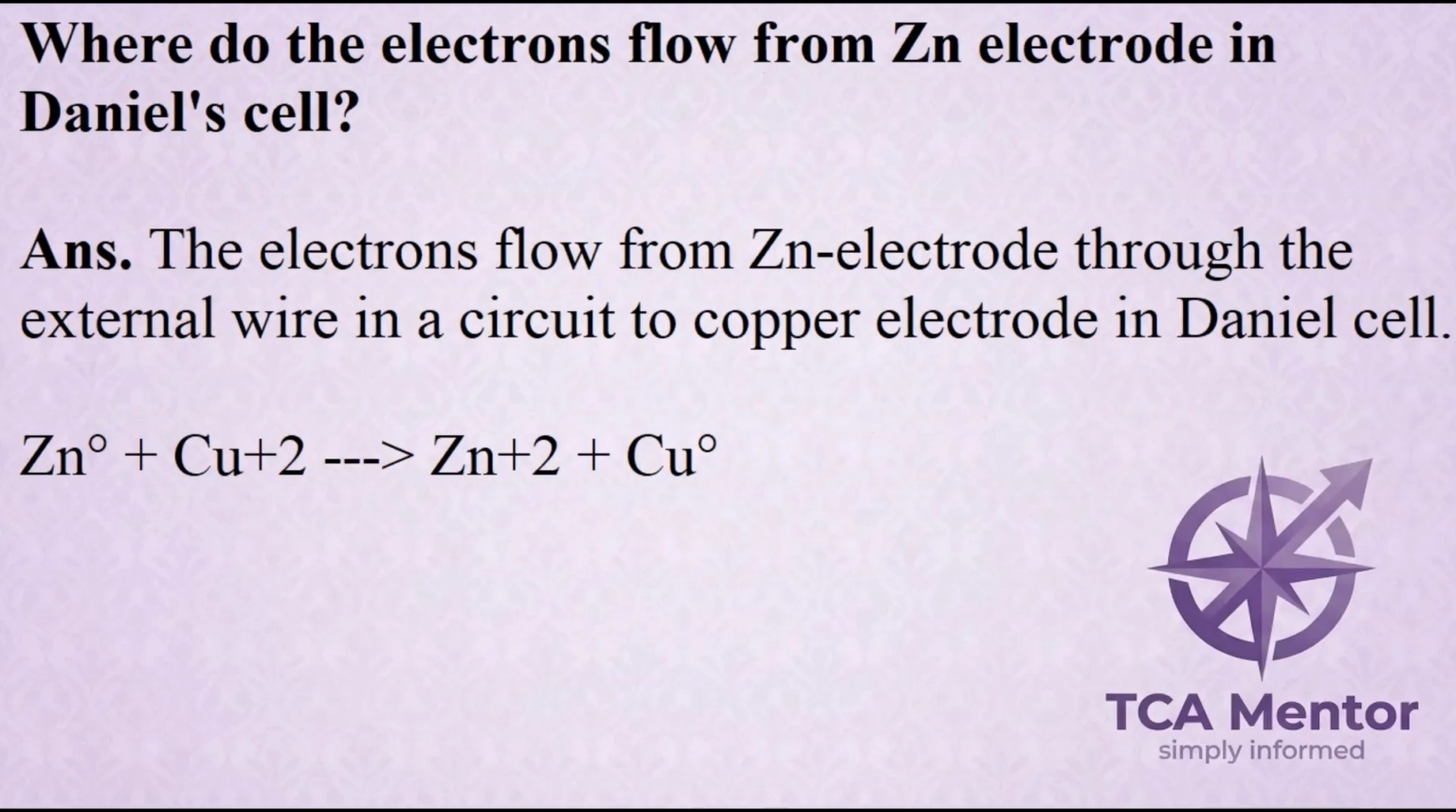Where do the electrons flow from Zn electrode in Daniell's cell? ANS. The electrons flow from Zn electrode through the external wire in a circuit to copper electrode in Daniell's cell. Zn° + Cu²⁺ → Zn²⁺ + Cu°.